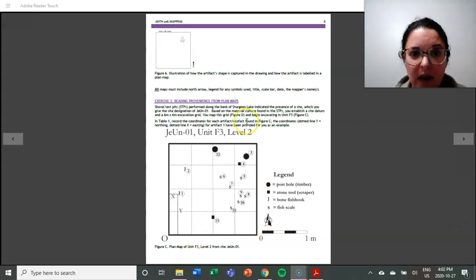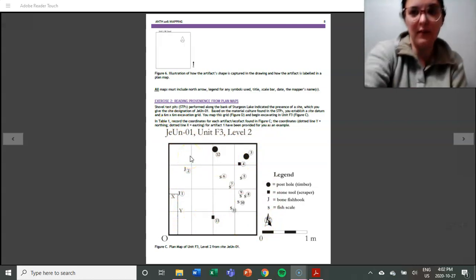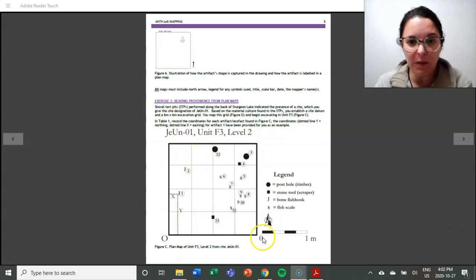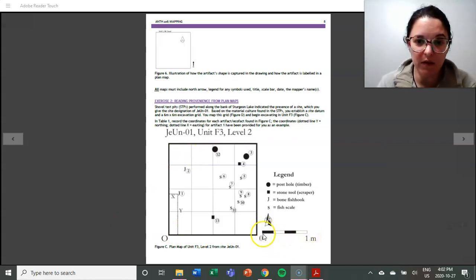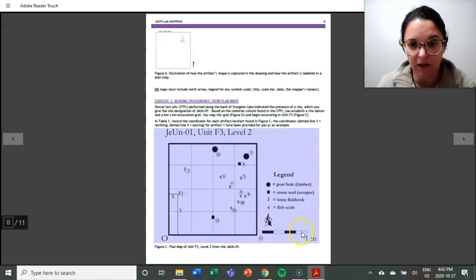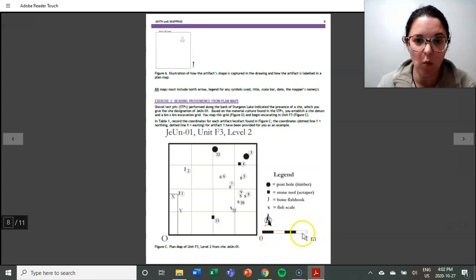So in this case, I think, yeah, I didn't state what this is, but this is actually a 2 meter by 2 meter excavation grid. And the reason why we know that is because of our scale bar here. And what our scale bar is showing us is that from the 0 here to the 1, so this entire length, this entire bar represents 1 meter.